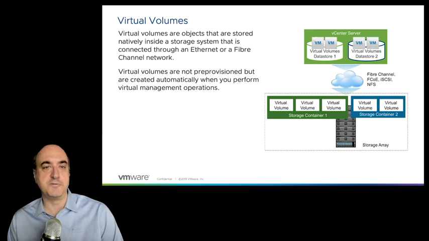So again, the virtual volumes are the actual objects that are part of a virtual machine. If a VM is going to be made up of 5 objects, it's really made up of 5 virtual volumes that will all reside in the same storage container typically. Virtual volumes are not pre-provisioned, but are created automatically when we run VM management operations. Again, working on Fibre Channel, FCoE, iSCSI, NFS, it's pretty much any kind of external storage.